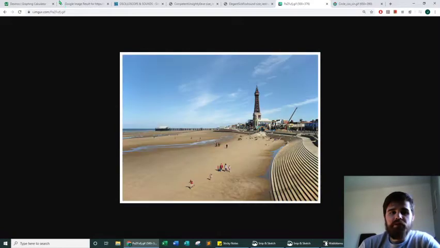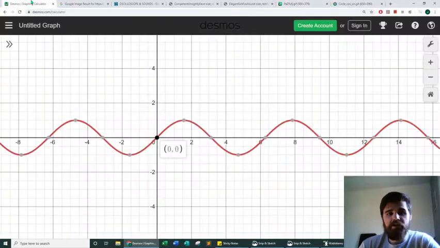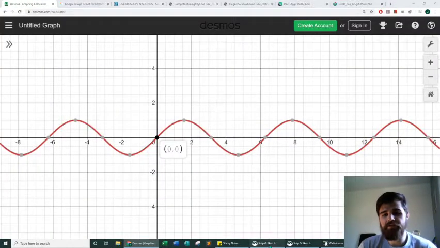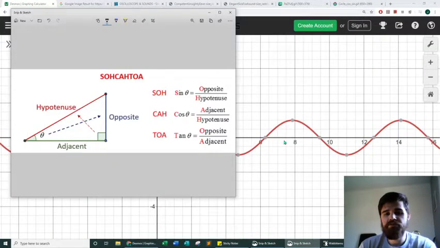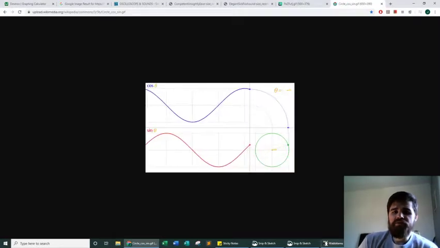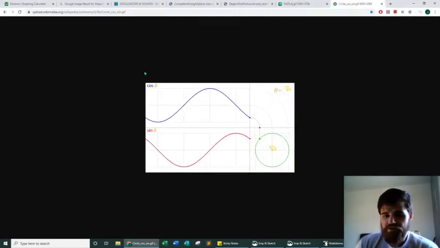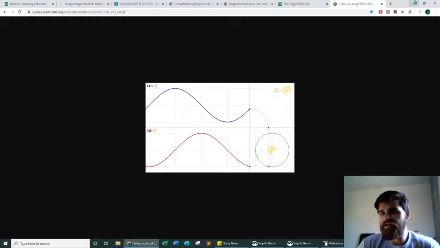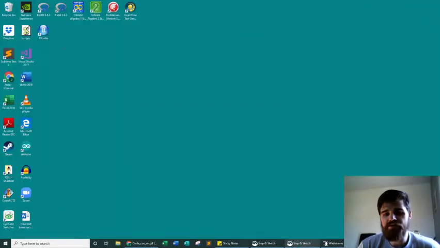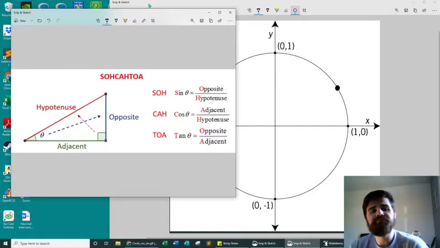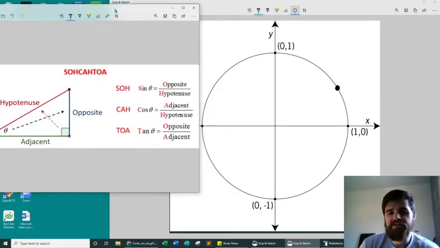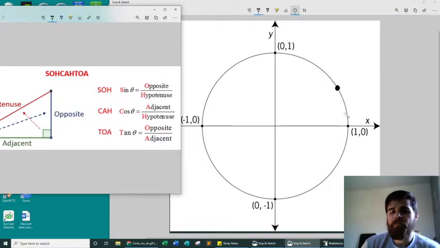So you might be thinking, how the heck do we get from those triangles that we learned back in geometry to this sine wave? So the way we do that is through the unit circle. So I'm going to try to explain here, how do we go from this simple idea of SOHCAHTOA to a sine wave. Okay, so imagine you have a unit circle.